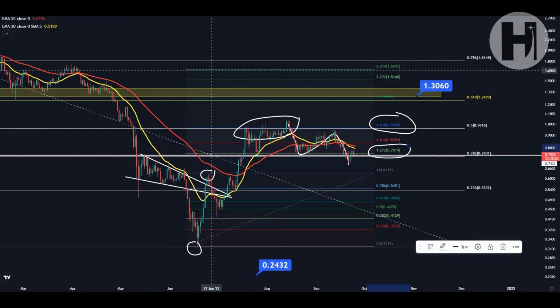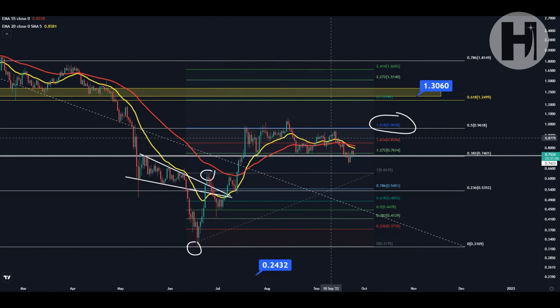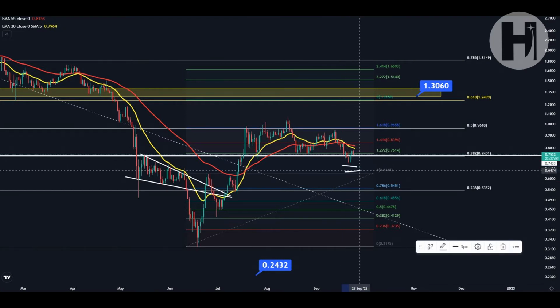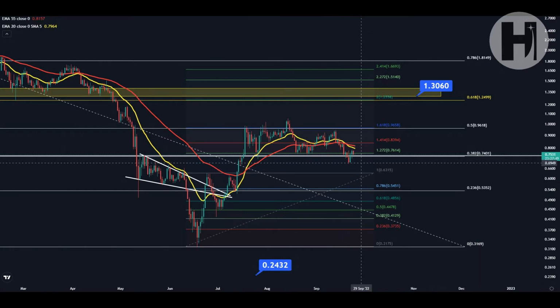I do think we might see a move all the way back down here to the swing high, which is the high that we printed at the end of June at 63 cents. I would even buy in slightly higher at 64 cents just to be safe.